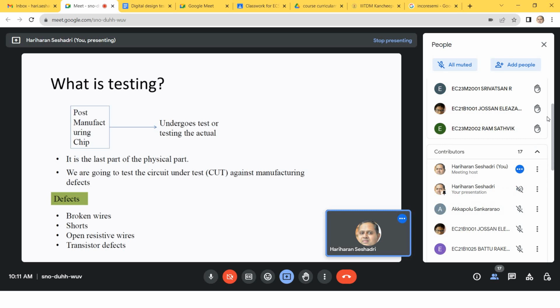So that is the testing. Post manufacturing, the iPhone is an example. Take the phone out, and you test it. It undergoes the testing of the actual chip or product. So that's how we test.